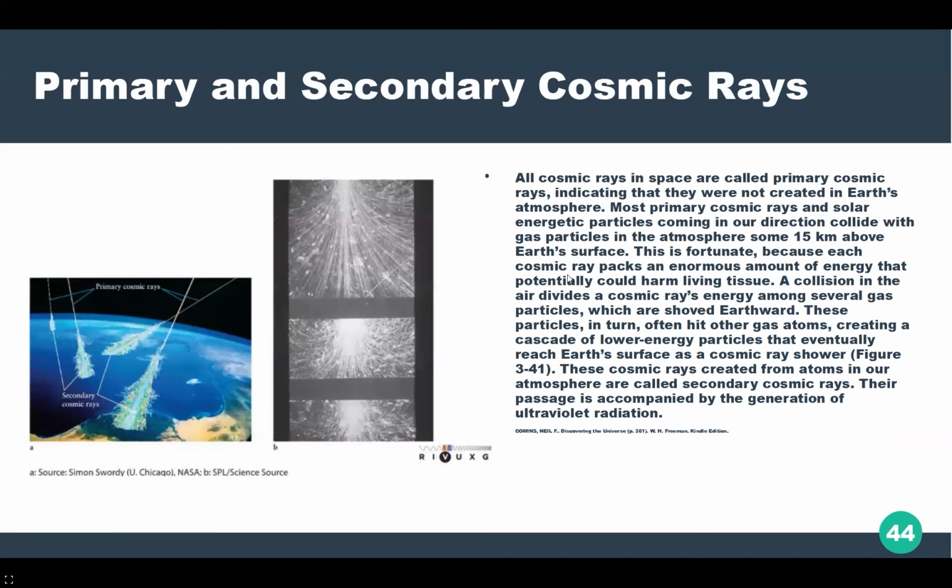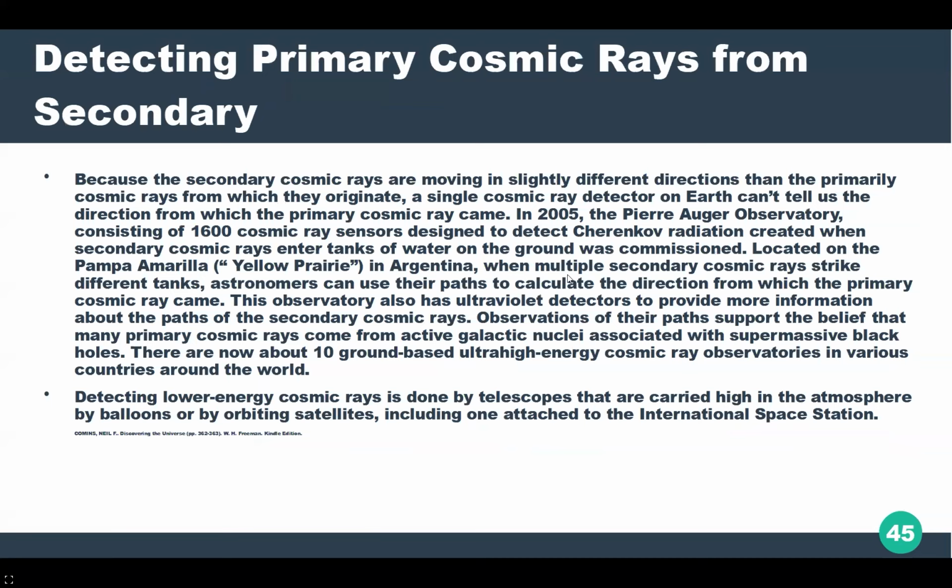These cosmic rays created from atoms in our atmosphere are called secondary cosmic rays. Their passage is accompanied by the generation of ultraviolet radiation. Because the secondary cosmic rays are moving in slightly different directions than the primary cosmic rays from which they originate, a single cosmic ray detector on Earth can't tell us the direction from which the primary cosmic ray came.